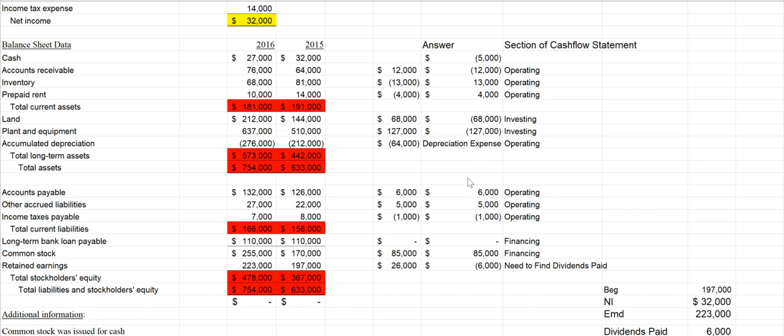Then under investing are going to be my long-term assets. So my land and my plant and equipment go under the investing section. And then my equity is going to be my long-term note payable. There was no change here, but if there were a change, that would be under financing. My common stock change would be under financing. And then my dividends paid is going to be under financing.